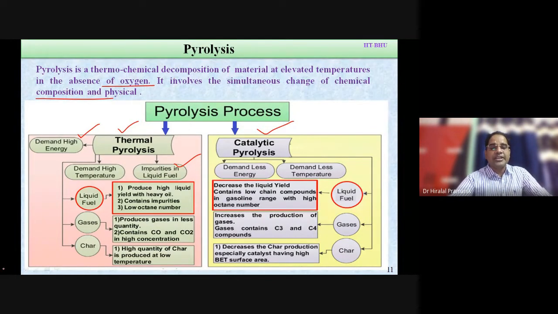Gases will be produced in less quantity. CO2 in high concentration might be there. Char will be there, high quantity of char at low temperature, right? This is for the thermal pyrolysis. However, catalytic pyrolysis has certain benefits over thermal pyrolysis, although you need an additional component, that is the catalyst. So what are the benefits?